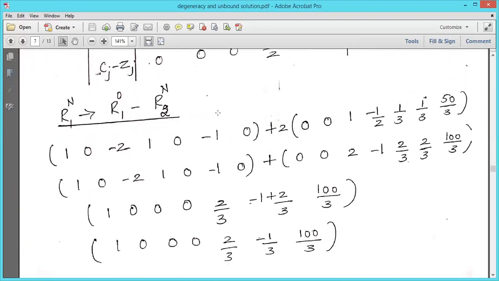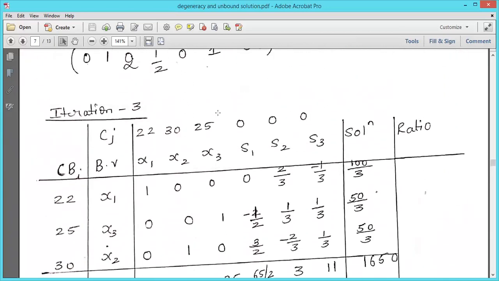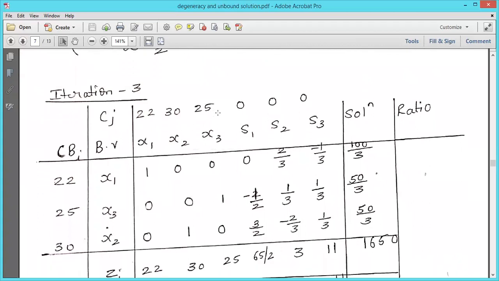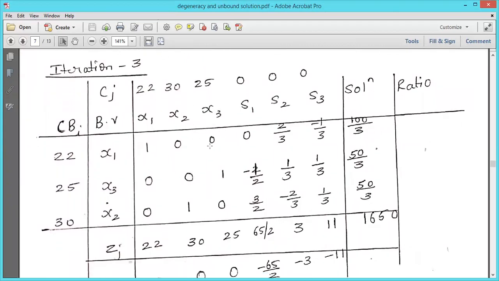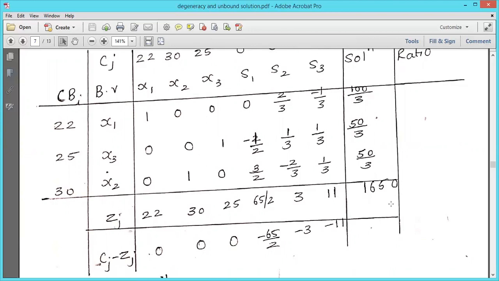So here I have performed all the operations. After performing all the row operations, we will fill all the values. Again, we have to compute the Zj values and the Cj minus Zj values. Now if you observe, all the values present in Cj minus Zj are either negative or 0. And the optimal solution Zj is 1650. So here there is an improvement in the optimal solution.